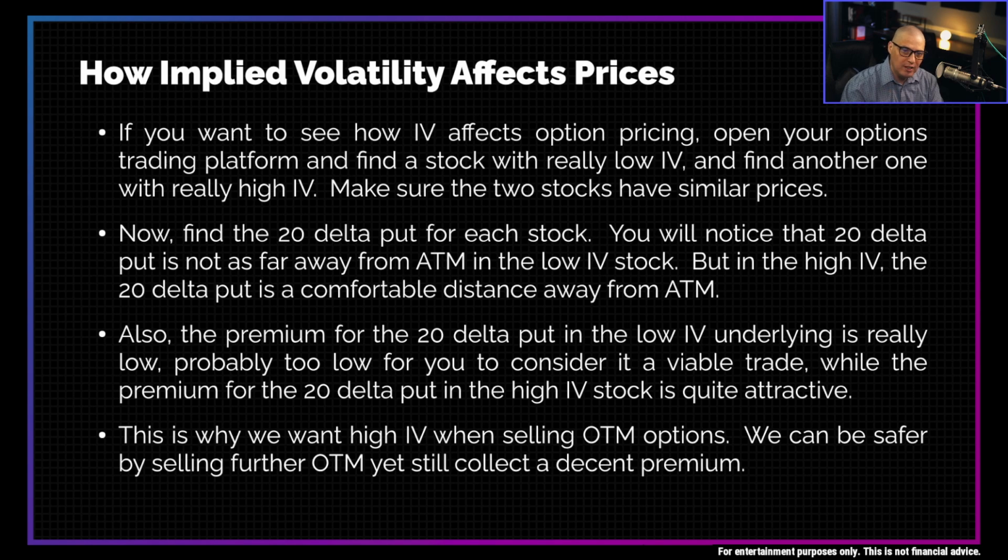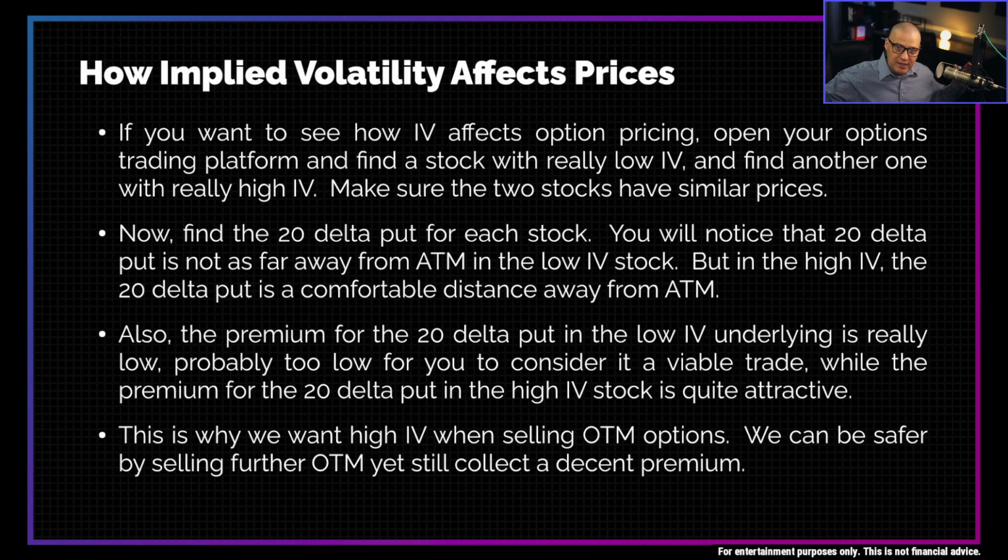The 20 delta put on the stock that has really low IV is not very far away from at the money. It's much closer to at the money. The premiums for it are going to be much lower, but the stock that has high IV, that 20 delta put, is going to be noticeably further from at the money.